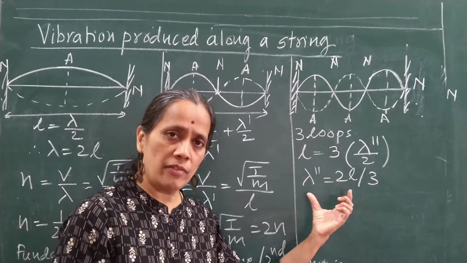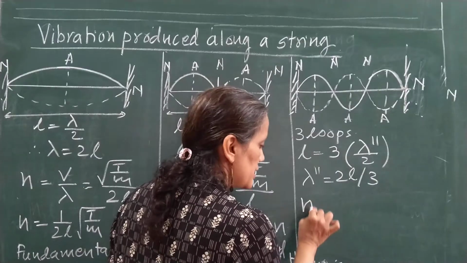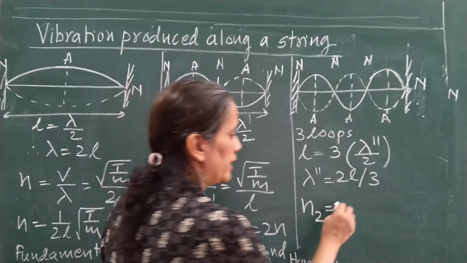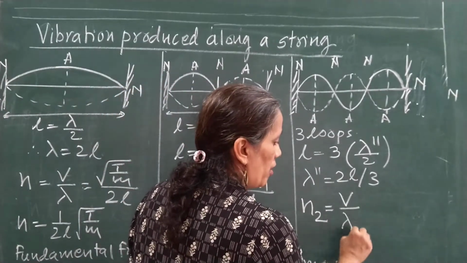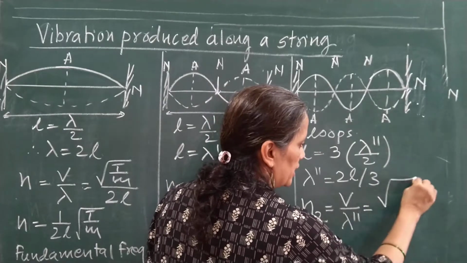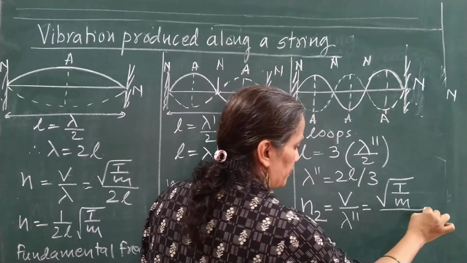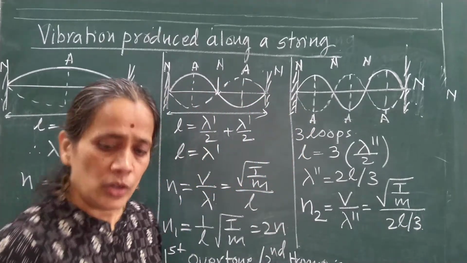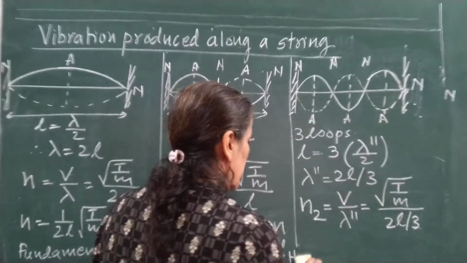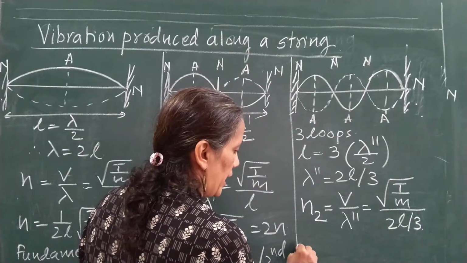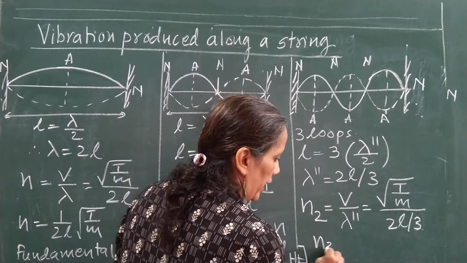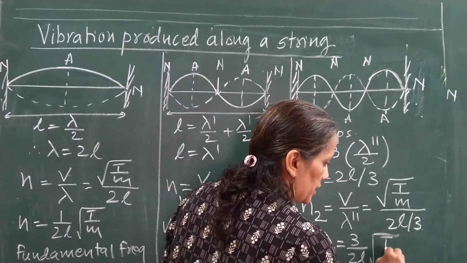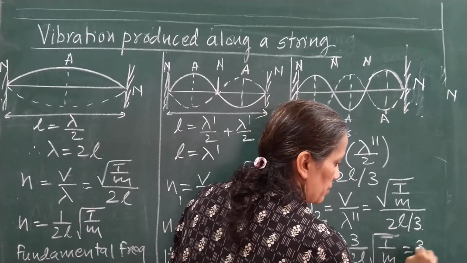And this wavelength formula I can use in the second overtone frequency formula, that is N2. This N2 is equal to V upon lambda double dash, where V is root of T by M, and lambda double dash is 2L by 3. So now I can write N2 is equal to 3 divided by 2L root of T by M, which is equal to 3N.